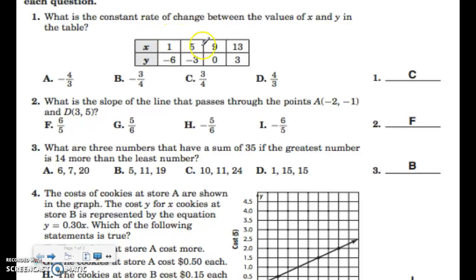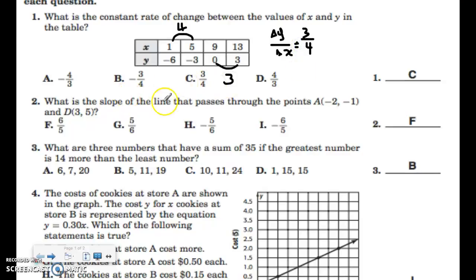Constant rate of change. So in the table, it's telling me that the rate of change is constant. All I should have to do is subtract the x's and subtract the y's. It really doesn't matter which one I do. So 3 minus 0 is 3, 5 minus 1 is 4. Don't forget to put the y's on top because the rate of change is change in y over change in x. So it should be 3 over 4, which is C.